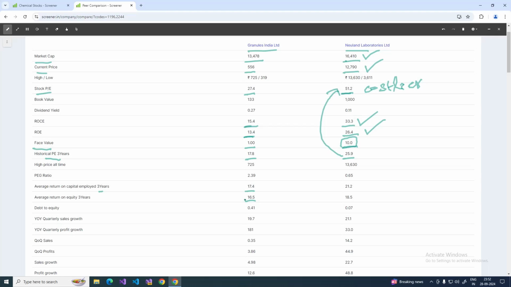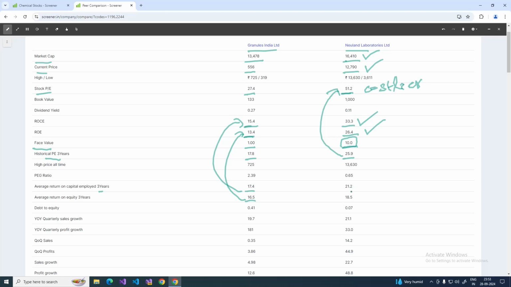So comparing the last 3 years, Granules ROE and ROCE have decreased. This is a negative point. We'll check for Neuland Laboratories.